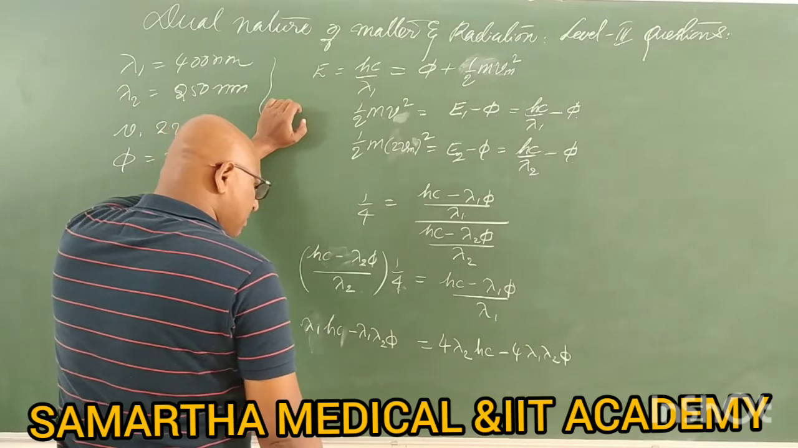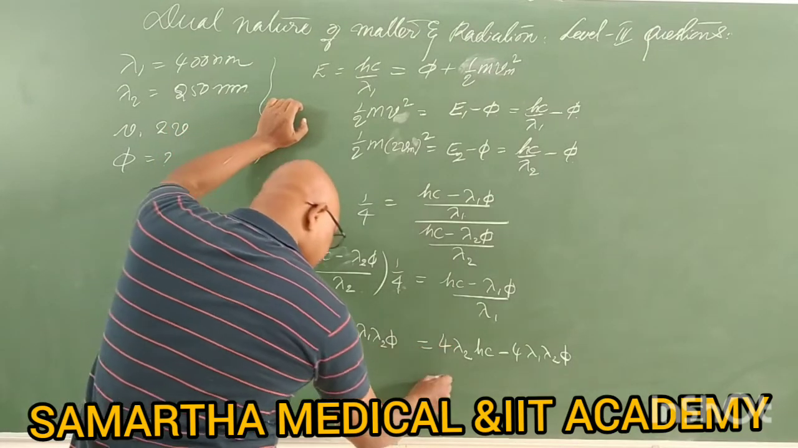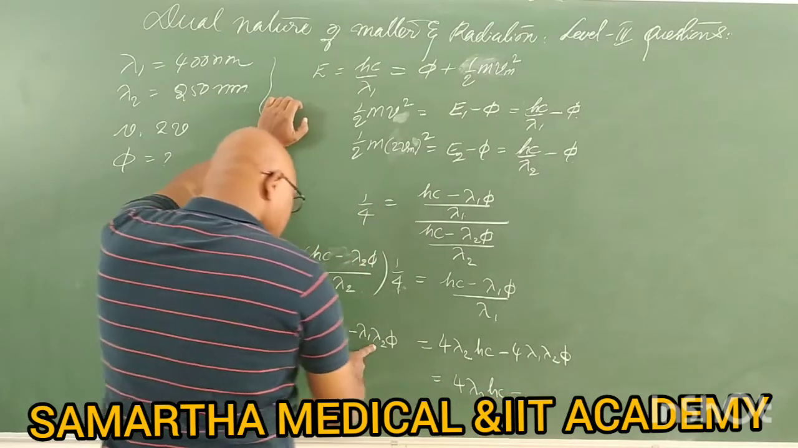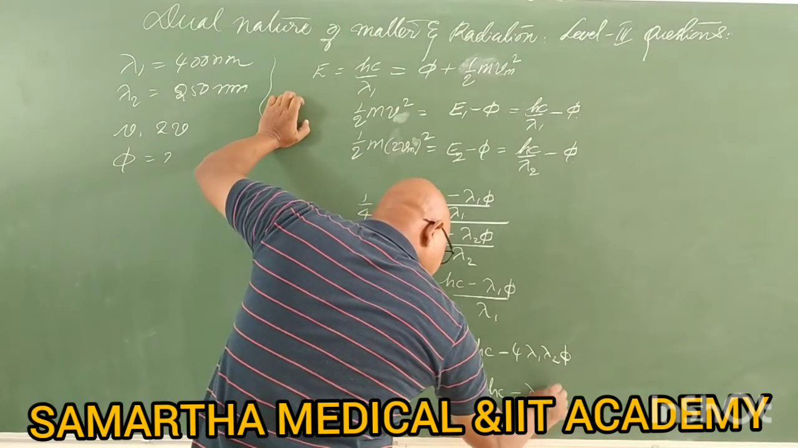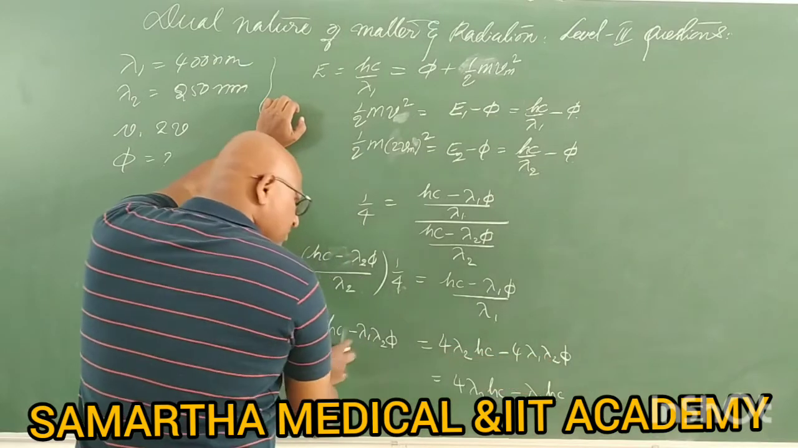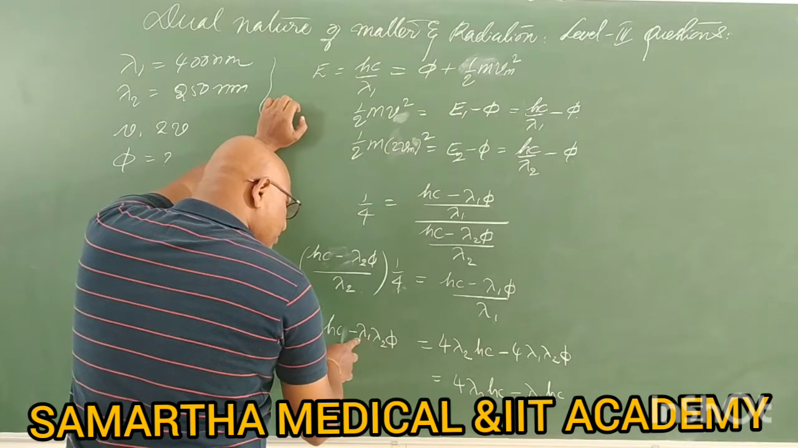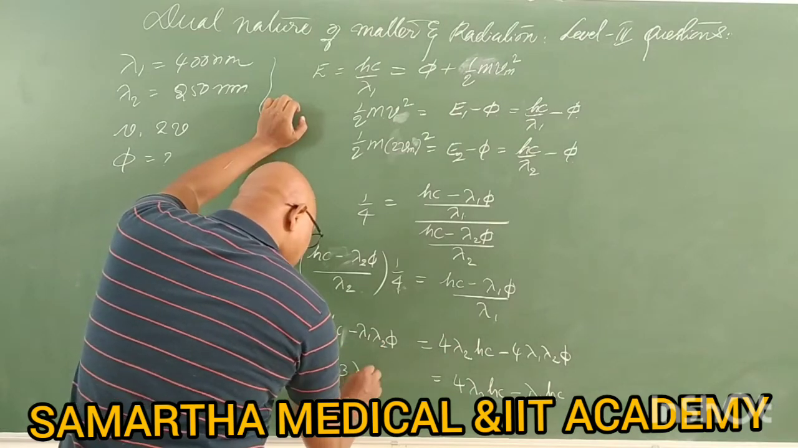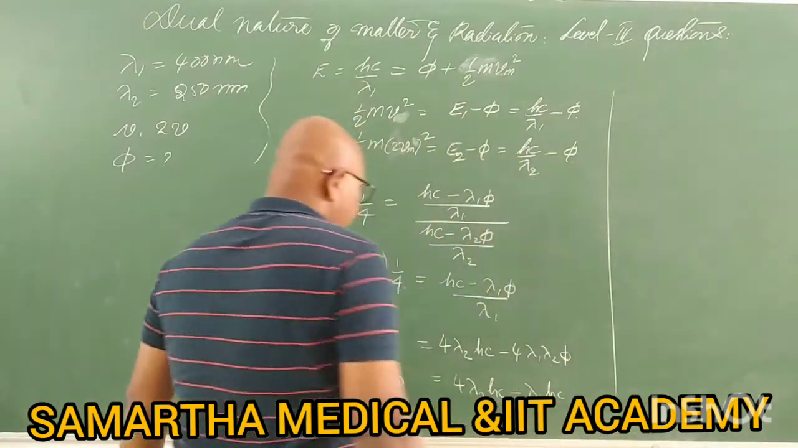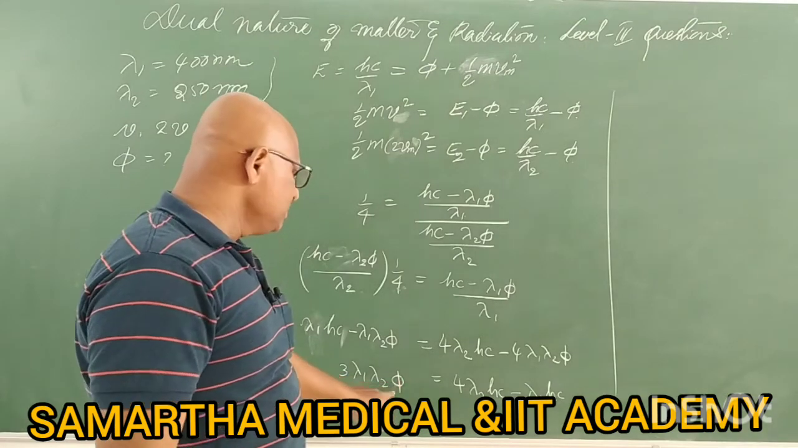Okay, lambda 1, lambda 2, phi, and here the corresponding terms are there. Let's send this 4 lambda 2 Hc minus lambda 1 Hc to this side, and we will bring this 4 lambda 1 lambda 2 phi to this side. This becomes plus 4 lambda 1 lambda 2 minus lambda 1 lambda 2, it becomes 3 lambda 1 lambda 2 phi. Okay, we got the equation, and we know everything, I think, because we know lambda 1, we know lambda 2, the only thing we don't know is this phi.